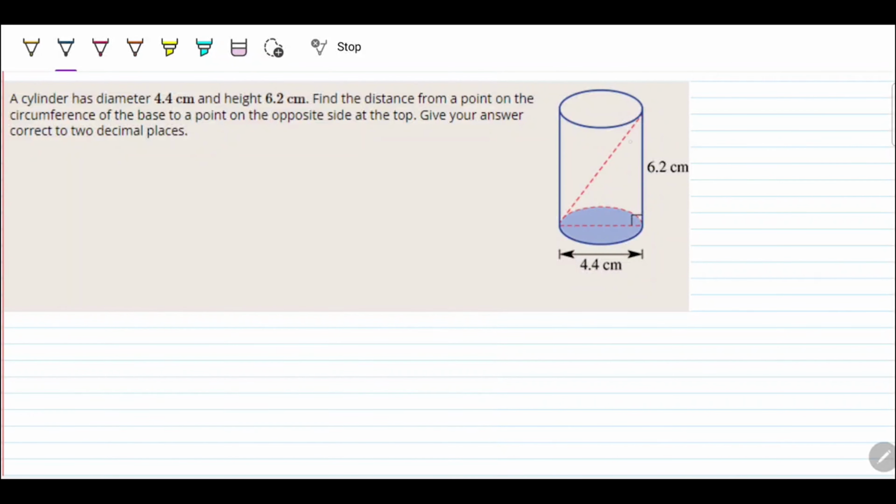So you guys can already see from this cylinder shape, we can already isolate a triangle from this. So let me just draw this out. We have a height of 6.2 centimeters, and we also have a base of 4.4 centimeters. There's a right angle here, and now we are looking for the hypotenuse, so let's just call that C. So give your answer correct to 2 decimal places.